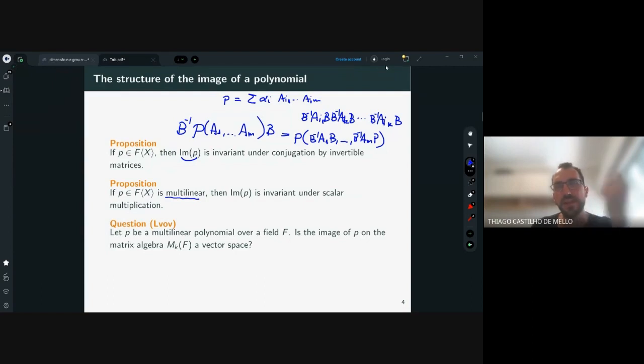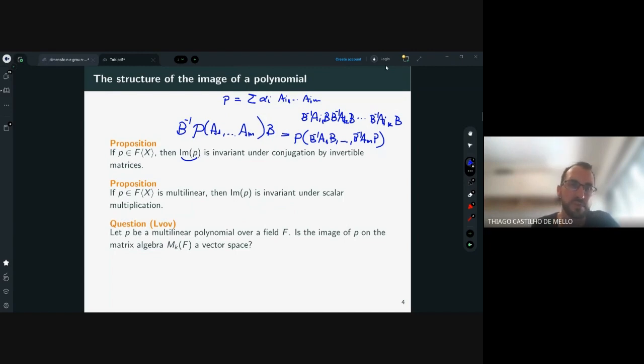But then the next question will be, if we consider two elements in the image, A and B, is their sum still in the image? That's the question. If A and B are in the image of a polynomial P, is the sum A plus B in the image of P? With this, we are asking, these two things together would be the question of, is the image of a multilinear polynomial a vector space? So this seems to be a naive question. Showing that something is a vector space is usually exercises of basic linear algebra. But now it's a much more difficult problem.